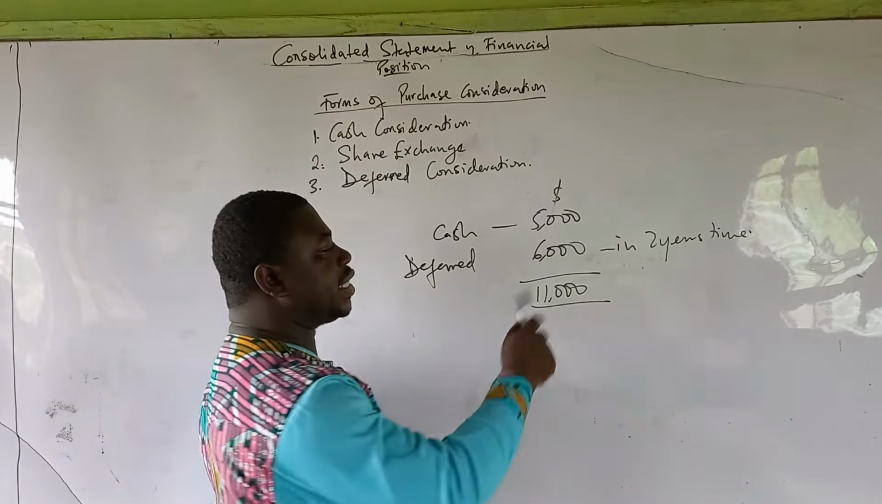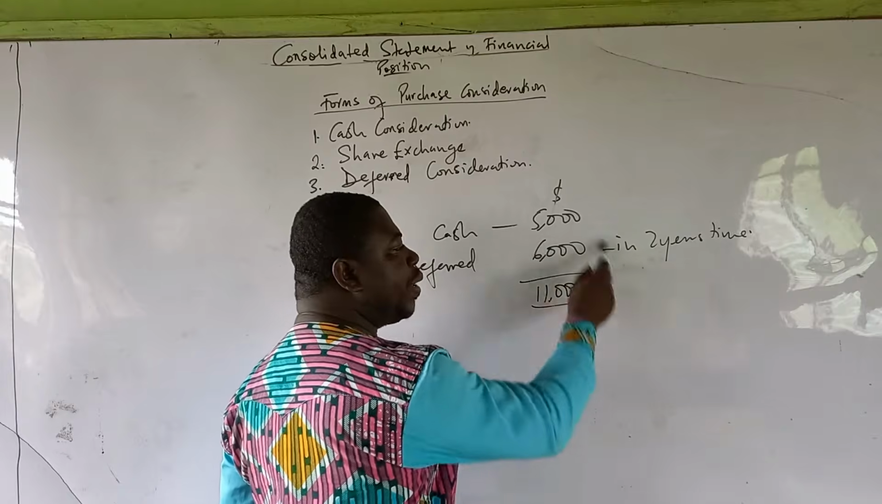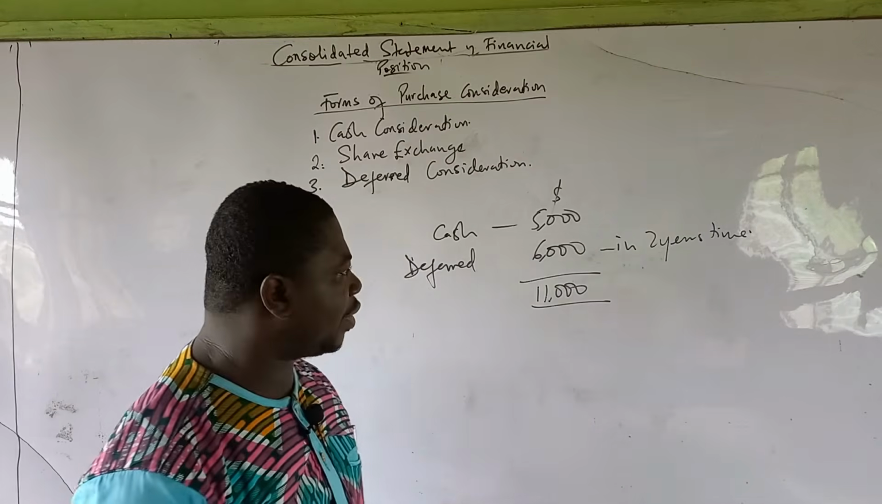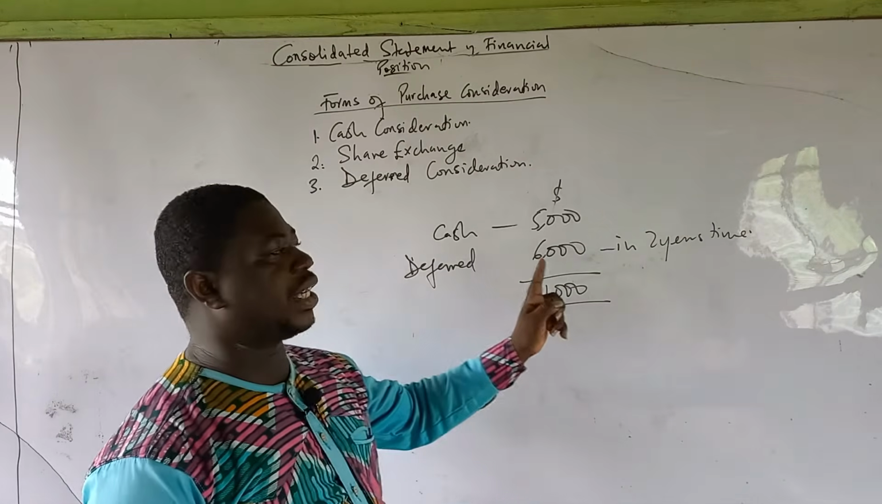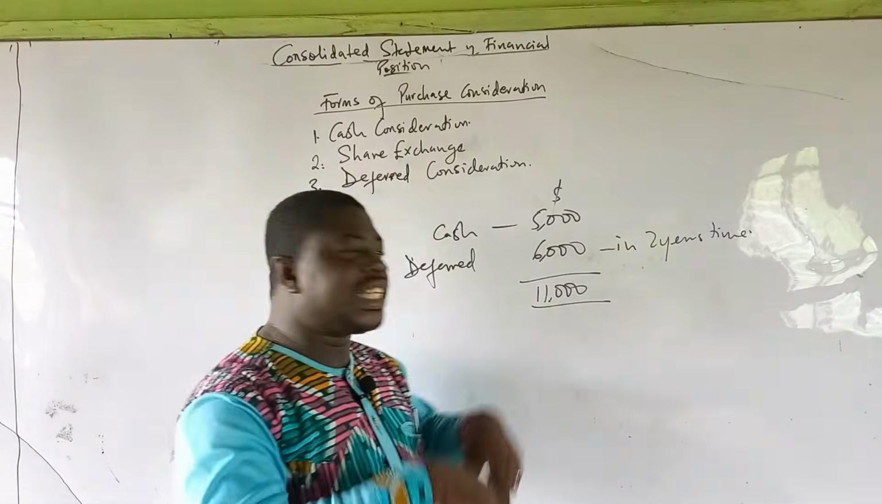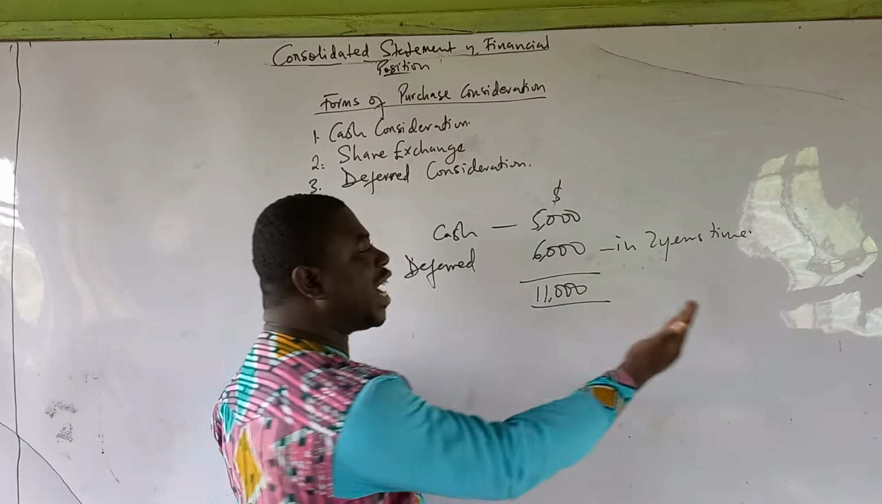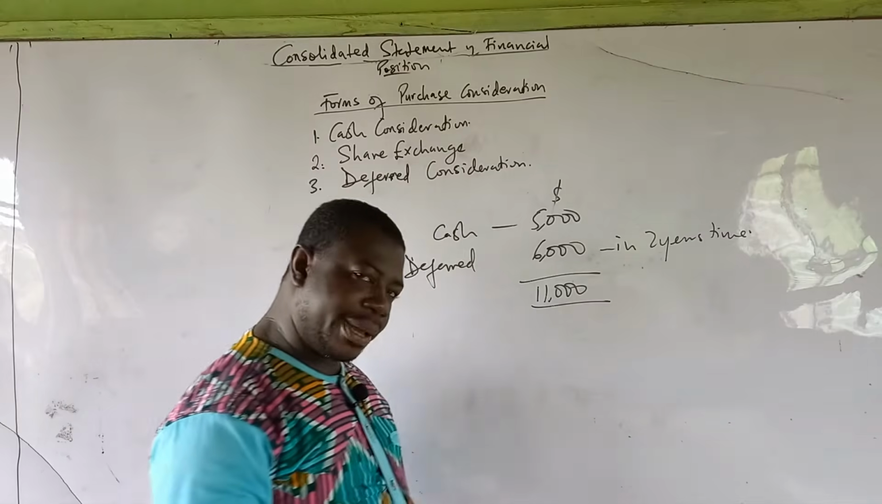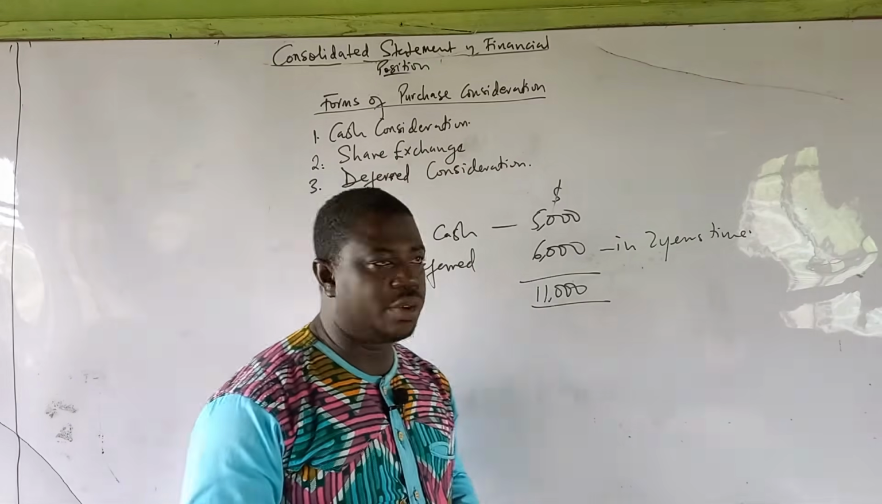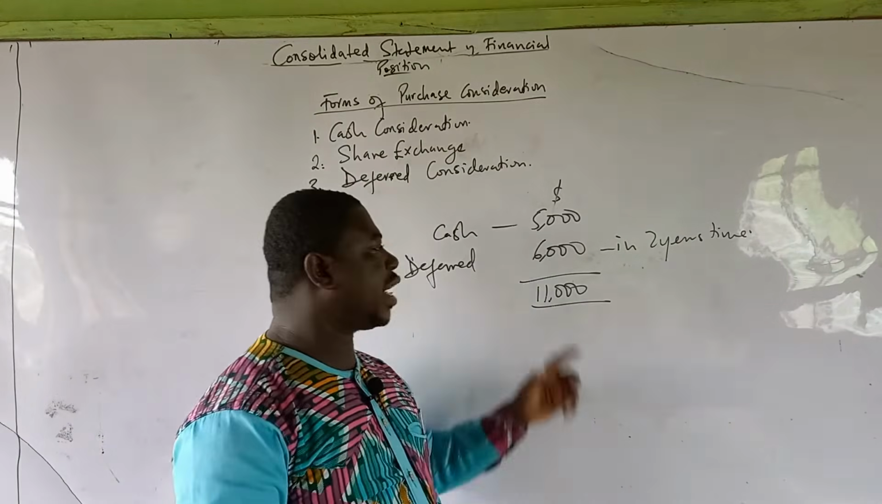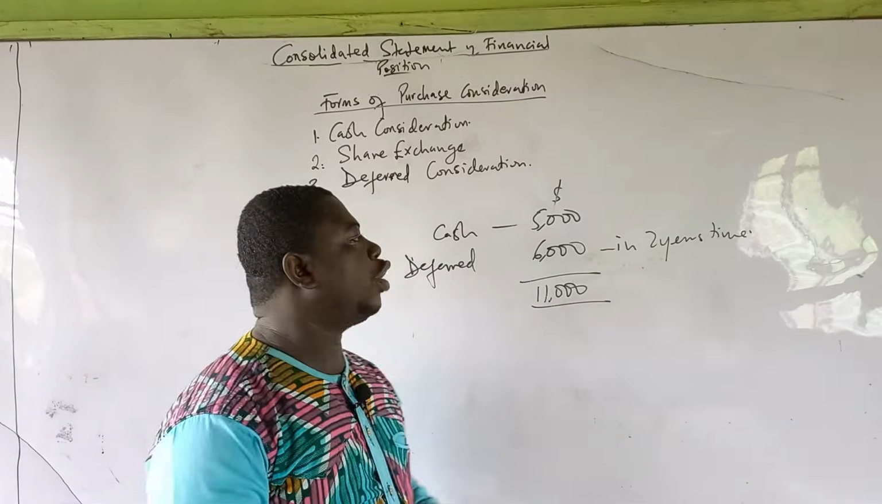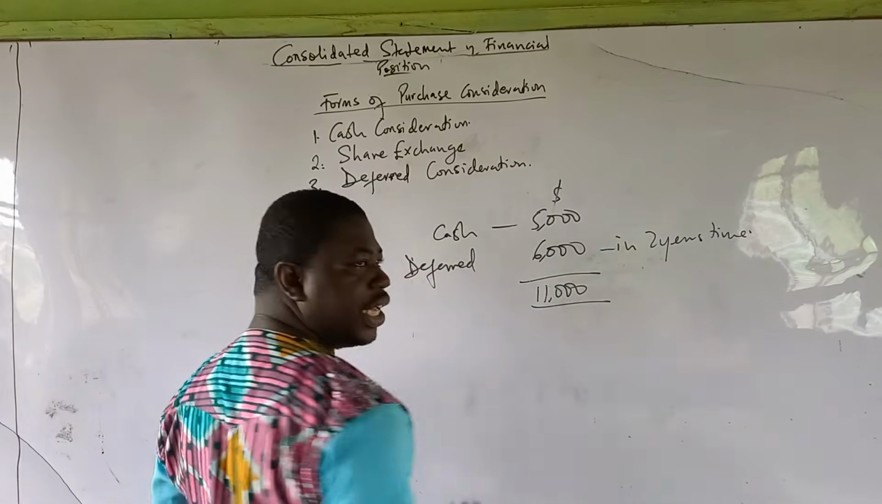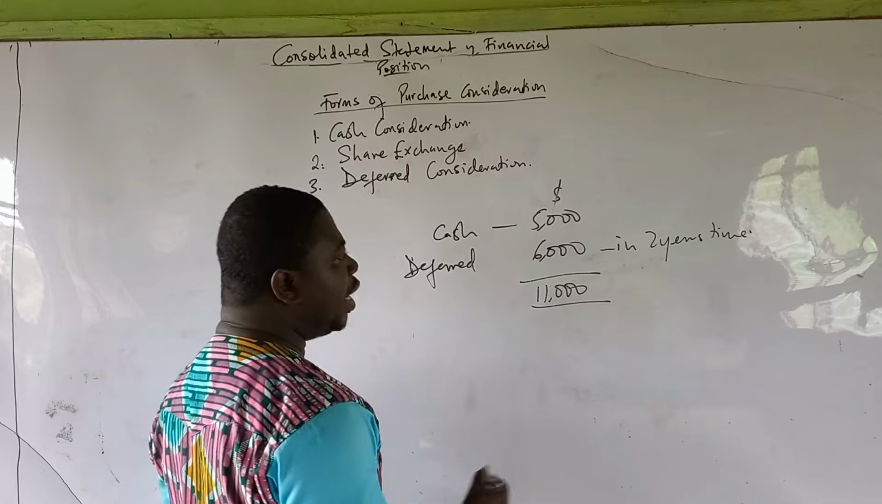So if in 2 years' time, the parent company is going to pay 6,000 Ghana cedis to the subsidiary, then it means that the value of 6,000 Ghana cedis in 2 years' time will not be the same as the value today. So you need to discount it back into today's time. So present value calculation will come in. The question will give you the company's cost of capital, so what you need to do is to discount this using the present value principle into today's terms.